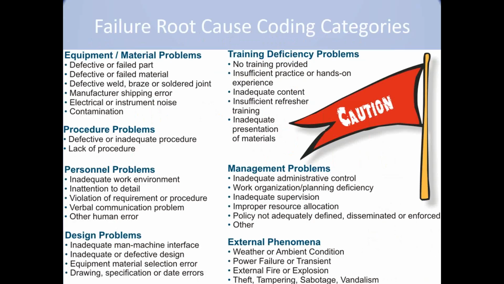This is some information I just stuck in your slide material, some good information for root cause analysis coding categories. It breaks the root cause analysis down into equipment and material problems, procedure issues, personnel problems, design problems. And again, training deficiency, a very big one. If you're not doing a lot of training at your facilities, you're going to have some of these. Management problems. None of us have any management problems, but a good category to look at once in a while. And then external phenomena, such as weather, power failures, and things like that. So again, just some extra information I stuck in your root cause analysis material here.